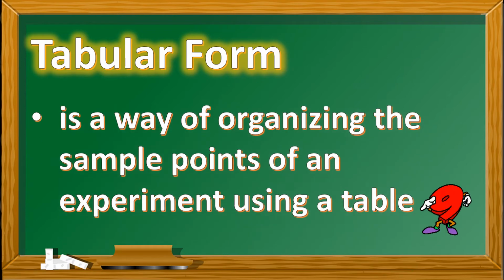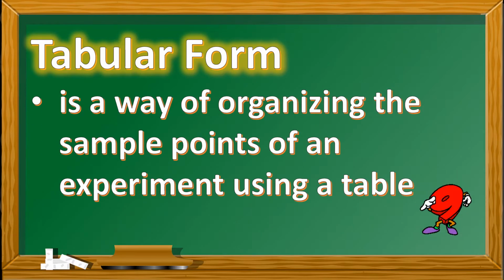Tabular form. Tabular form is a way of organizing the sample points of an experiment using a table. From the word itself, tabular, you will use a table. Later on, we're going to give you an example of this so that you can use it for counting the number of outcomes. So that's the first one, tabular form.